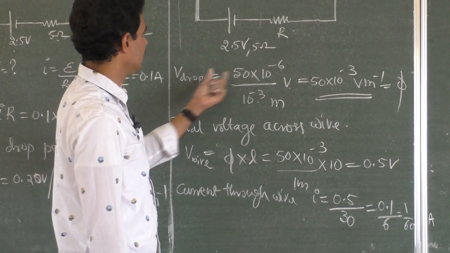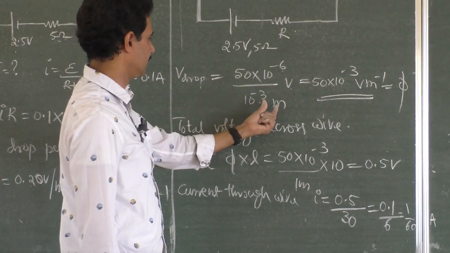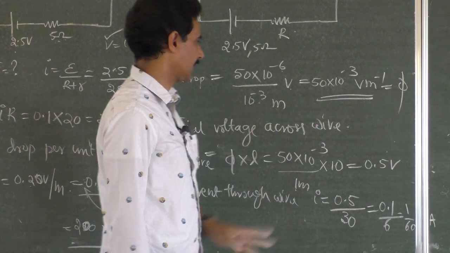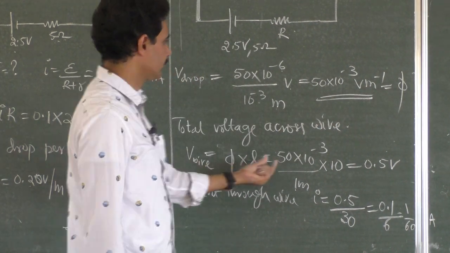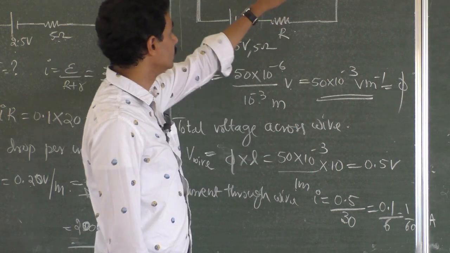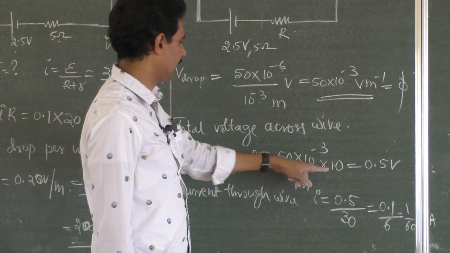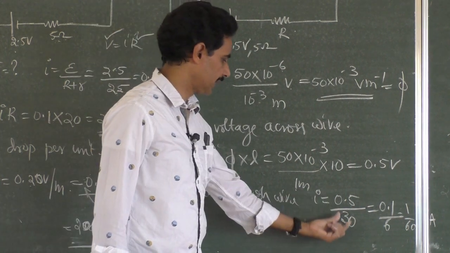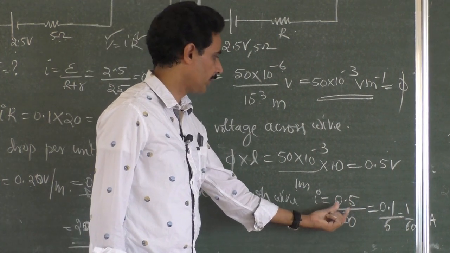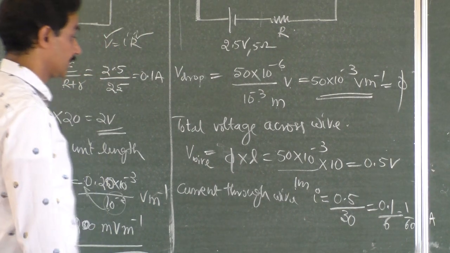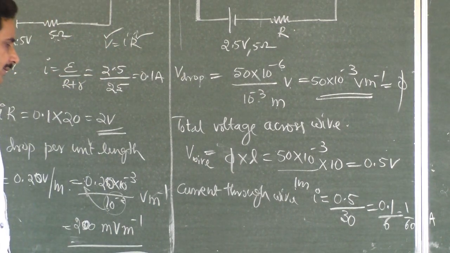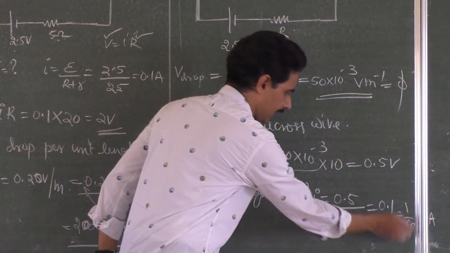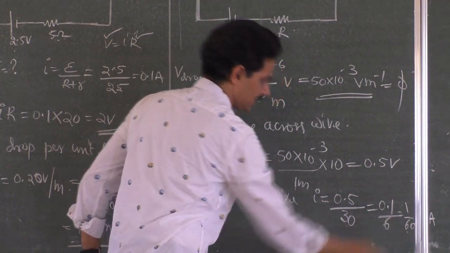Voltage drop is 50 millivolt per meter. Okay, this is correct. Total voltage across the wire is 50 milli into that total length, 10. So this is 10 to the power minus 2, 0.5. Current through the wire is I equal to V by R, only for the wire. V is 0.5, resistance is 30. So 0.5 is 1 by 60. Yes, this is half. I could have done it directly. 0.5 is half, 1 by 2, 1 by 60.